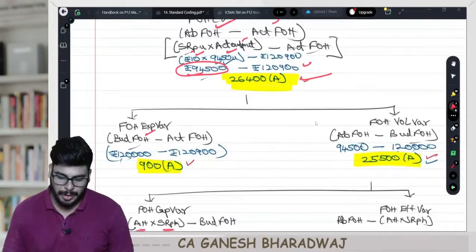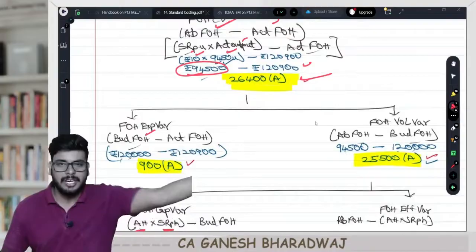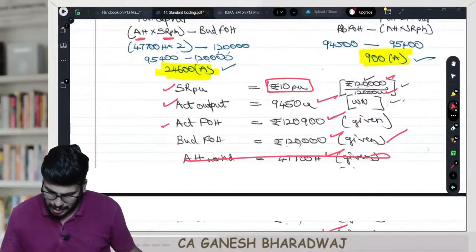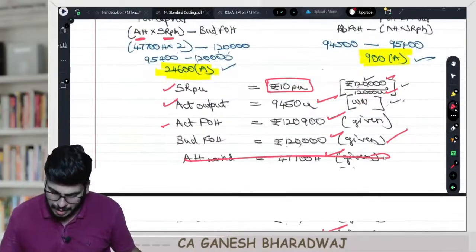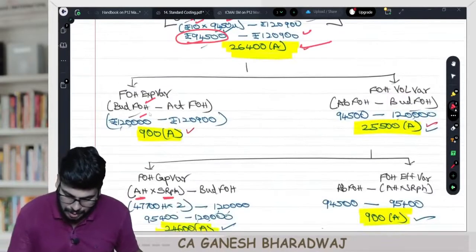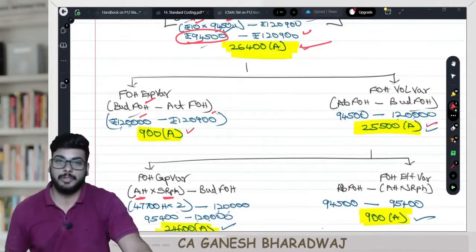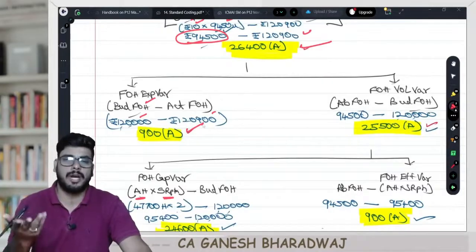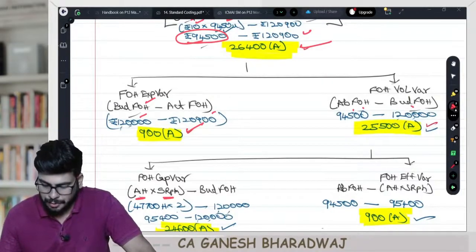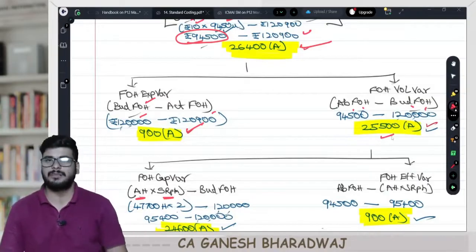This gets bifurcated into two: expenditure and volume variance. Expenditure variance is budget minus actuals. How much is the budget? Go down, you get each and every figure. Budget overheads 1,20,000. Actual overheads are 1,20,900. All the figures are given. So I plan to spend 1,20,000, but I've actually ended up spending 1,20,900. So you've spent 900 more. Adverse variance, that's about it. Volume variance is absorbed minus budget, 94,500 minus 1,20,000. You get 25,500 adverse. Are you clear with this?